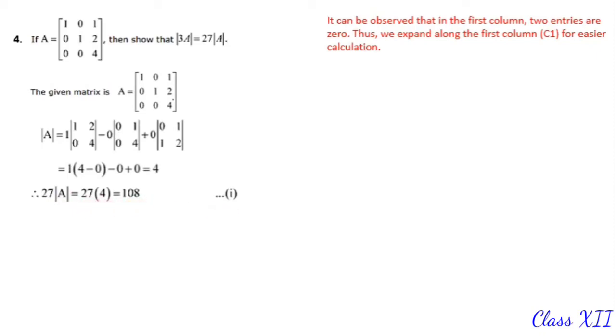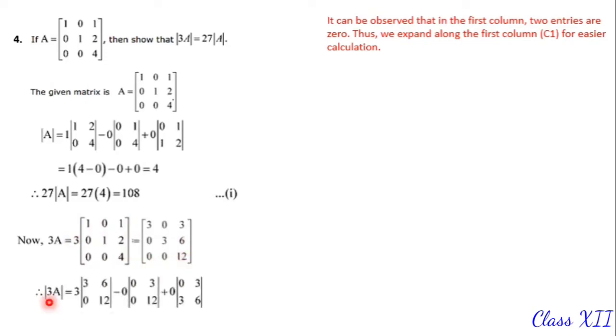Label it as equation number 1. Next we have to calculate 3A, because we need determinant 3A. For that we calculate 3A first, that is 3 into matrix A is written, then take 3 inside. When you multiply 3 inside, you will get the resultant matrix here. Next what you have to do, determinant 3A we have to calculate.